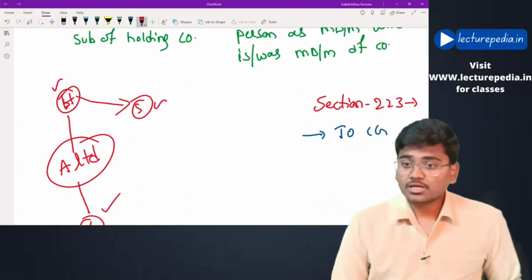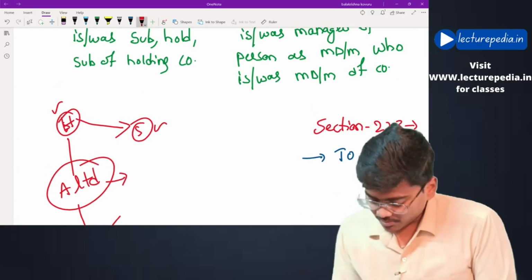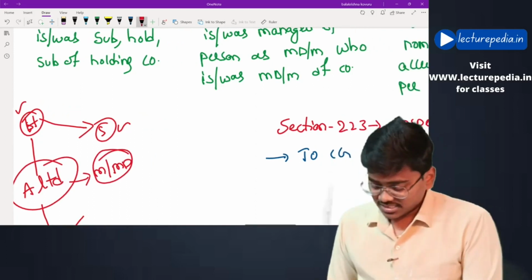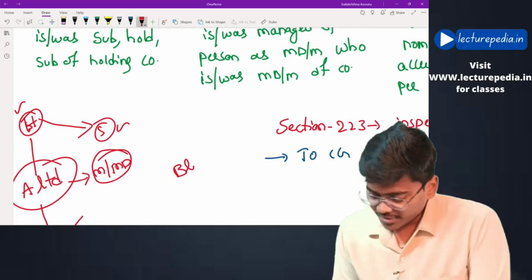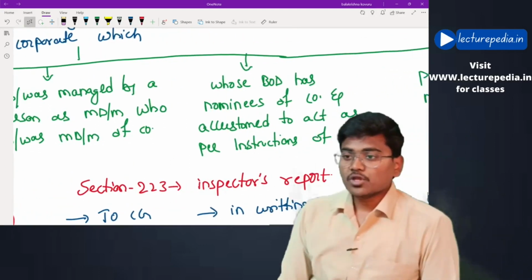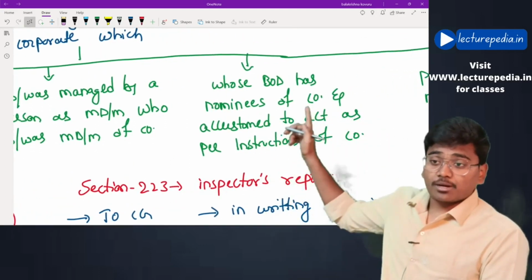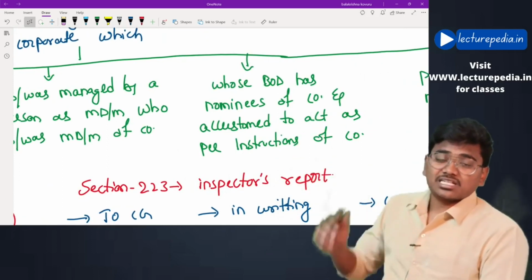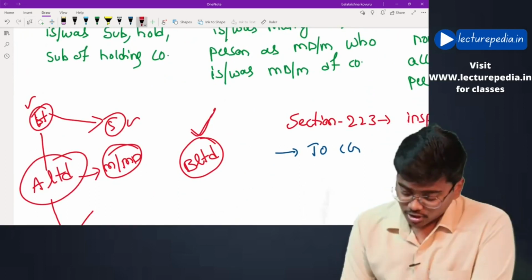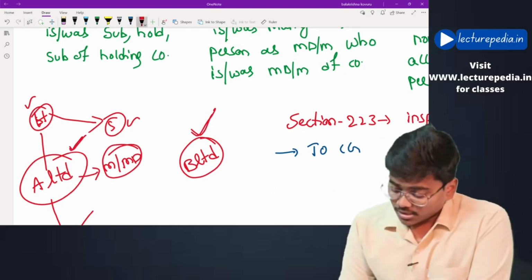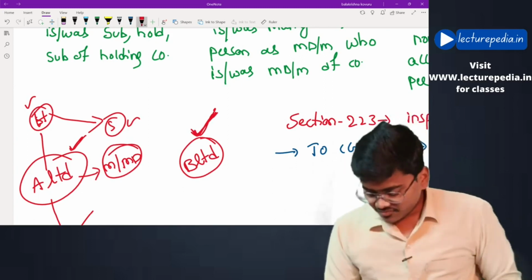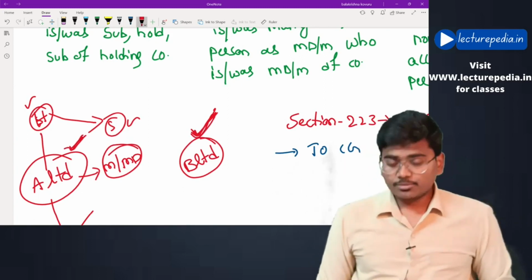And also, A Limited is being managed by a particular manager or managing director, and this manager or managing director is also responsible for managing B Limited. Then B Limited will also be a related company. Or whose board of directors has nominees of the company and is accustomed to act as per the instructions of the company. Now let's say the board of directors of B Limited has nominees appointed by A Limited, and the board of directors of B Limited is accustomed to act as per the directions given by A Limited. In that case also, B Limited will be treated as a related company.